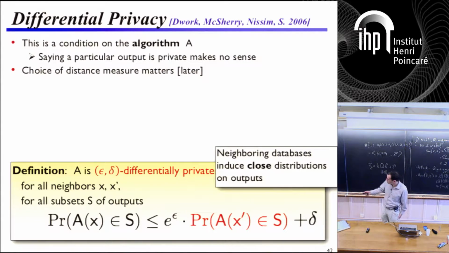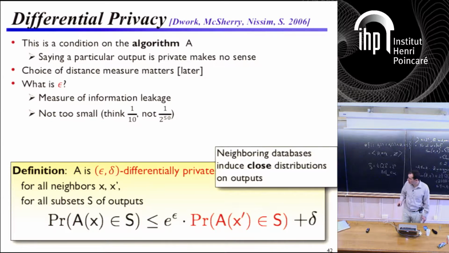The choice of distance measure on probability distributions really does matter, and I'll say a bit about that later. And you might ask what this epsilon quantity is, this first parameter here. You should think of epsilon as the main measure of information leakage of the algorithm. And epsilon is going to have to be not small, but not too small. So think of epsilon maybe as 1/10, generally not as a cryptographic style 1/2^100 or something like that.